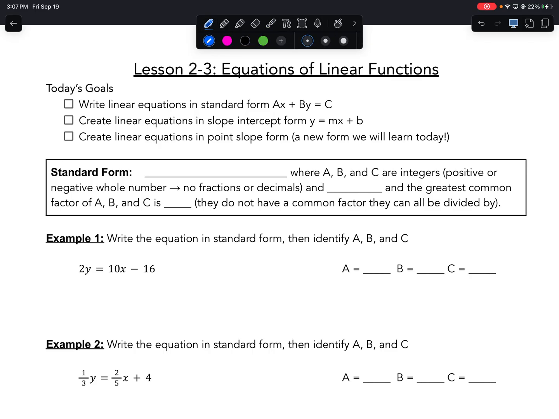All right, so standard form is this, Ax plus By equals C. A, B, and C are integers. An integer is a positive or negative whole number. No fractions or decimals allowed. So if you have a fraction or a decimal, you have to clear the fraction or decimal. A has to be greater than or equal to 0. So A can be 0 or a positive number, right? And then if there's a greatest common factor you can factor out, like every number is even, you have to divide by 2, right, for it to be in the proper form.